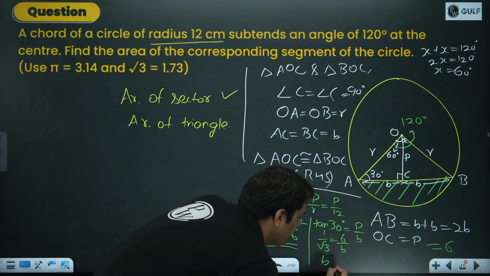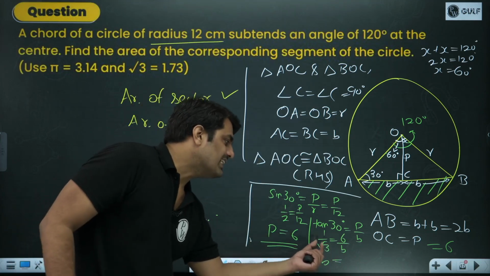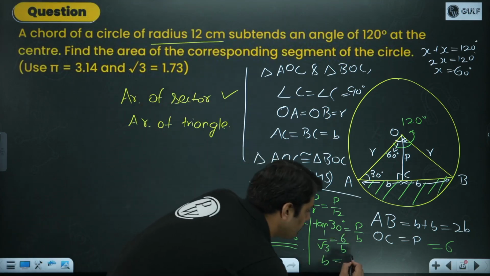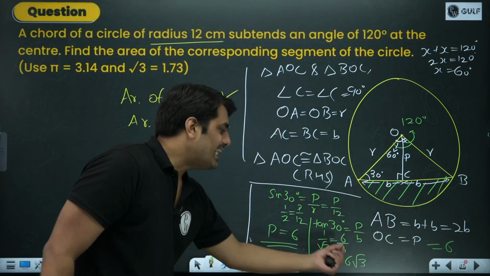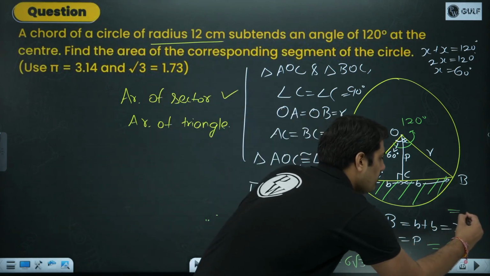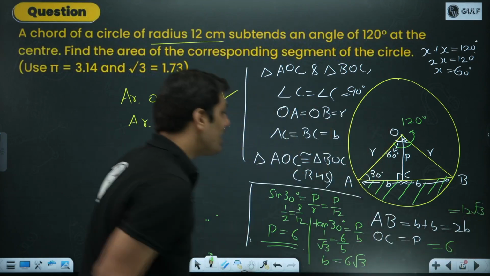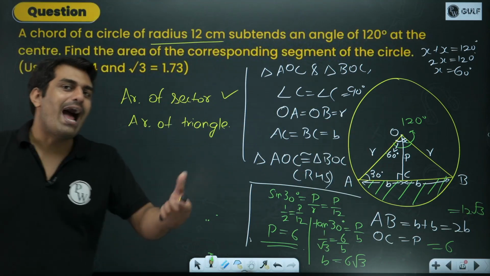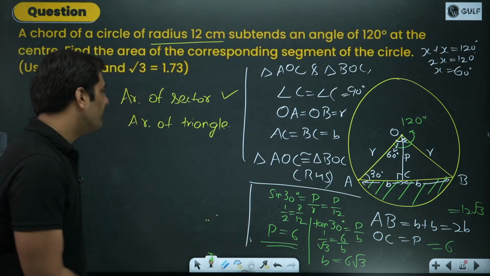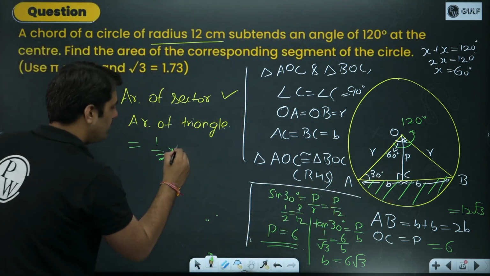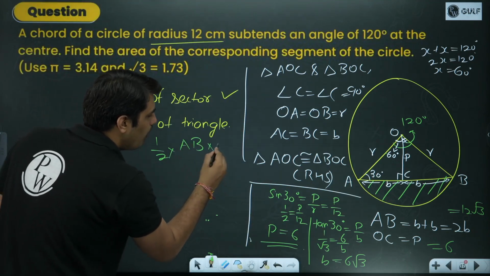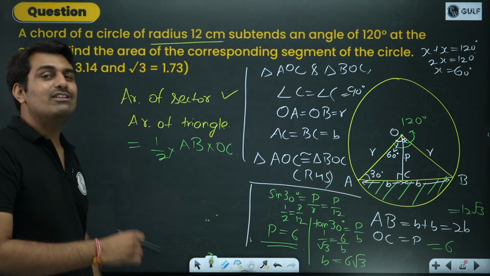From here, what is the value of B? If you do the calculation, 6 into root 3. 6 root 3. If B is 6 root 3, what will be AB? 6 into 2, 12. 12 root 3. You have AB now, you have OC now, and you have the area of the triangle: half into AB into OC. And that is what was needed over here.